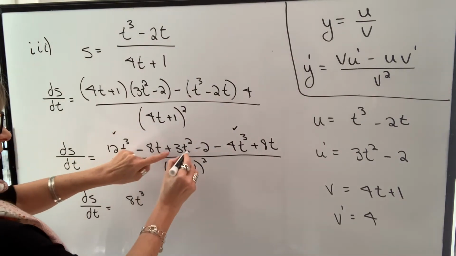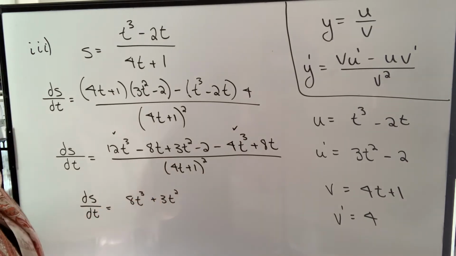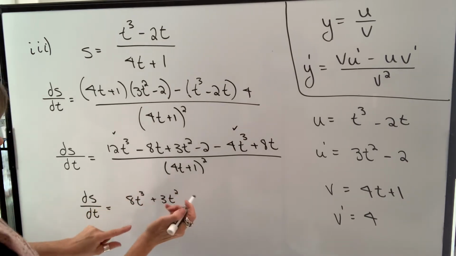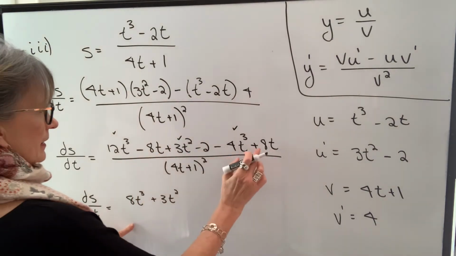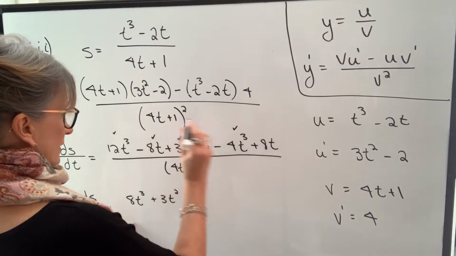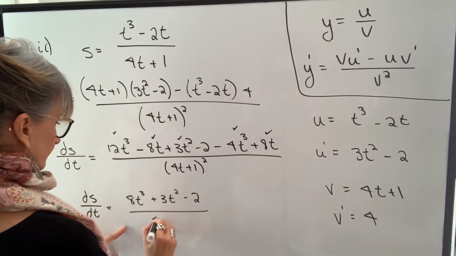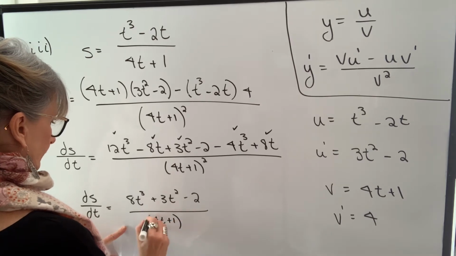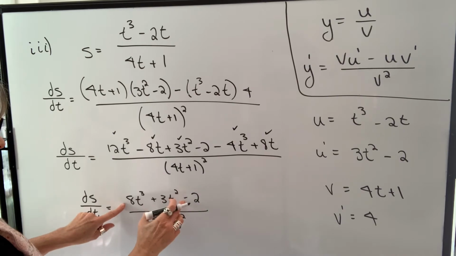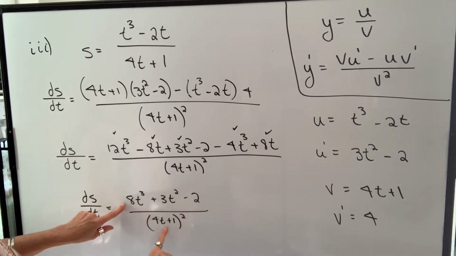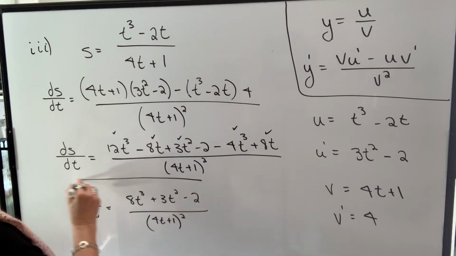Then I have plus 3t squared. I usually go in descending order of the degree of the term, so your highest exponent and then decreasing. So I've got that. Minus 8t plus 8t, that's just a 0, and minus 2. Now I don't know if this could be factored, but all I'm interested in is if one of the factors was 4t plus 1, and it isn't, so I leave it in that form.